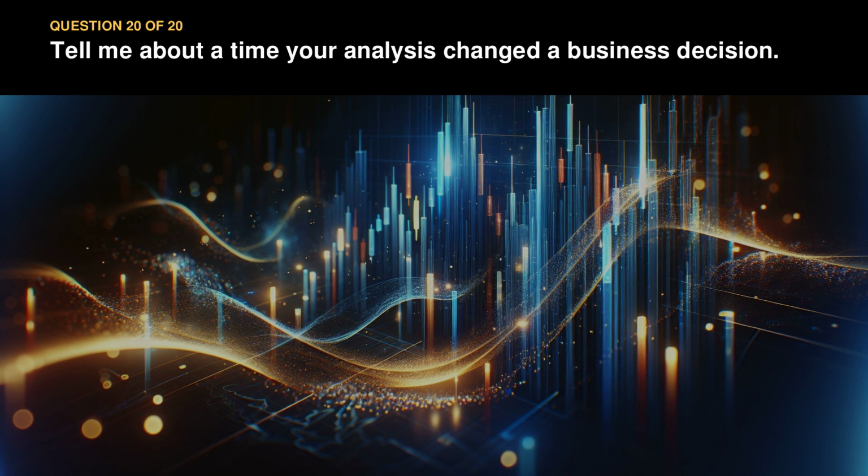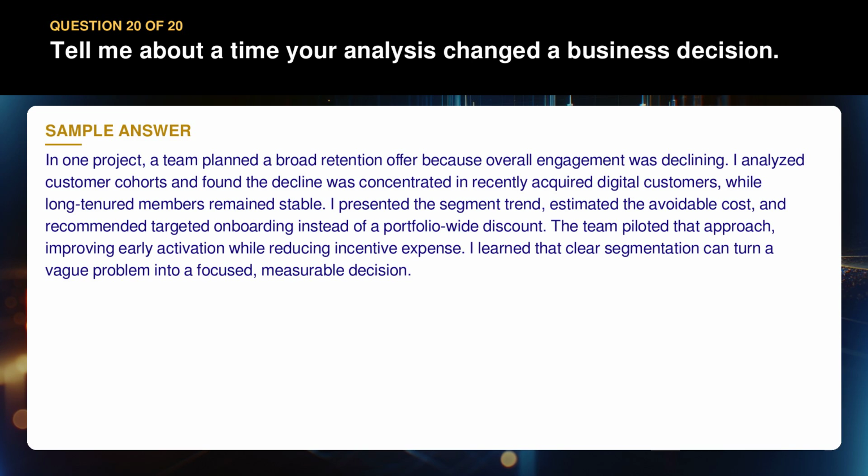Question 20. Tell me about a time your analysis changed a business decision. In one project, a team planned a broad retention offer because overall engagement was declining. I analyzed customer cohorts and found the decline was concentrated in recently acquired digital customers, while long-tenured members remained stable. I presented the segment trend, estimated the avoidable cost, and recommended targeted onboarding instead of a portfolio-wide discount. The team piloted that approach, improving early activation while reducing incentive expense. I learned that clear segmentation can turn a vague problem into a focused, measurable decision.